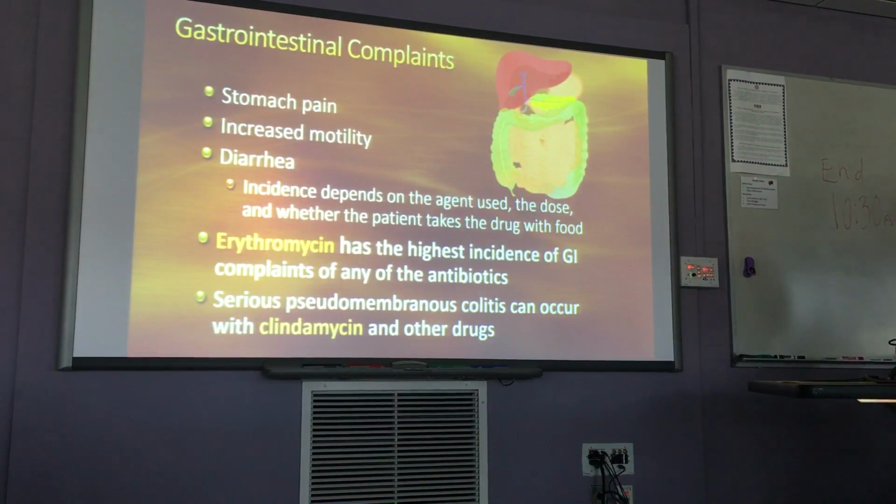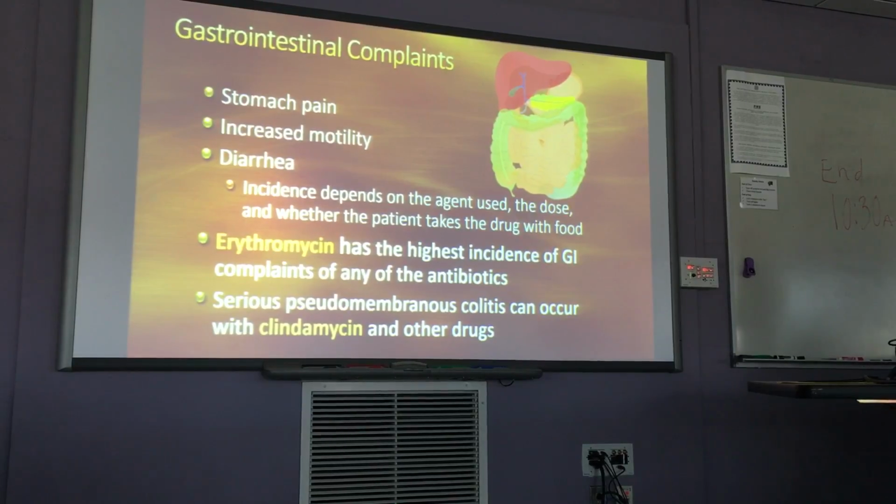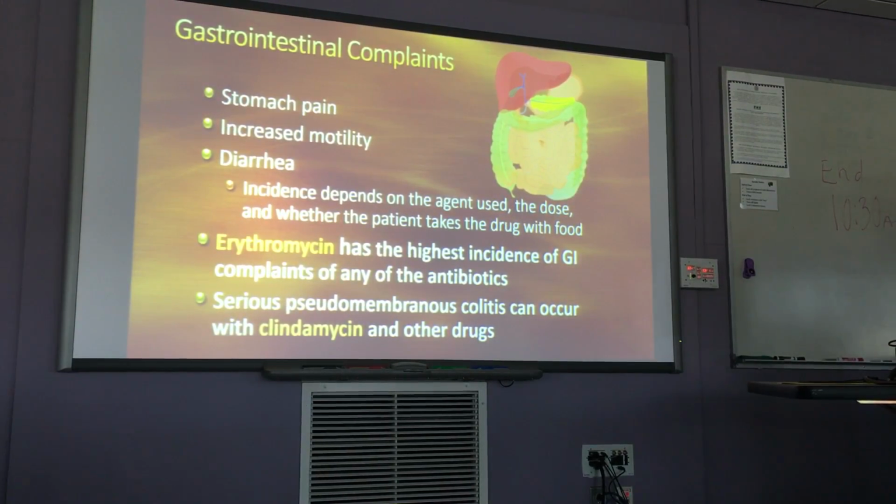Okay. So erythromycin has the highest GI complaints of any of them. A lot of people, it affects their tummies, okay? Highest GI complaints. Serious pseudomembranous colitis can occur with clindamycin and other drugs. And again, we'll go over that when we go over clindamycin, okay? Pseudomembranous colitis is a severe inflammation of the colon and actually continual bloody diarrhea that can actually be fatal. So it's something that you really want to guard against and give our patients a lot of information if they start to have these kinds of problems.